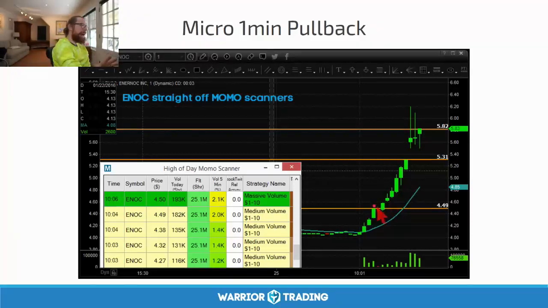So a micro pullback like this on a stock that's clearly strong, and if this was the strongest stock on the market on that day, then that might have presented you with the best opportunity. And I think that would be probably fine. But some of the more aggressive micro pullbacks that don't even look like a pullback, it just tapped that level, dipped for a fraction of a second, and then continued higher, that might be too aggressive.